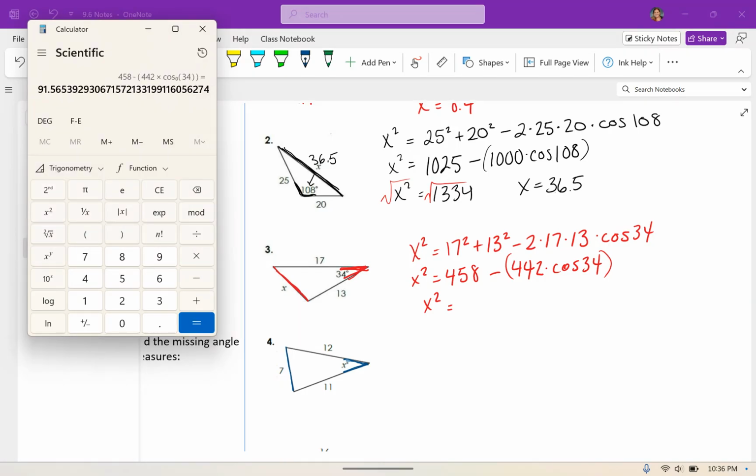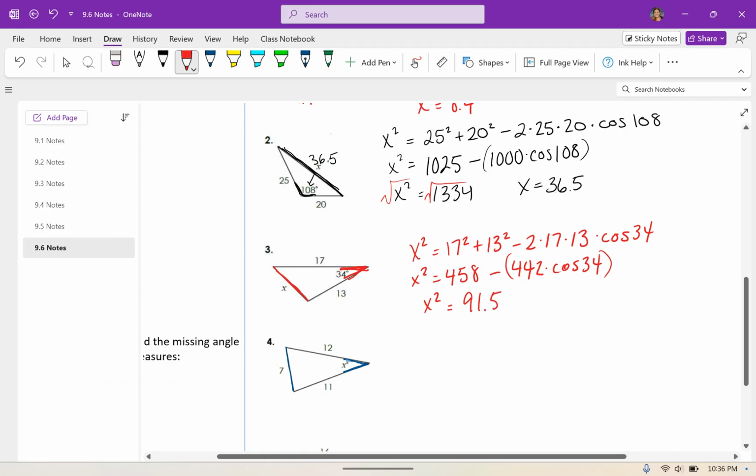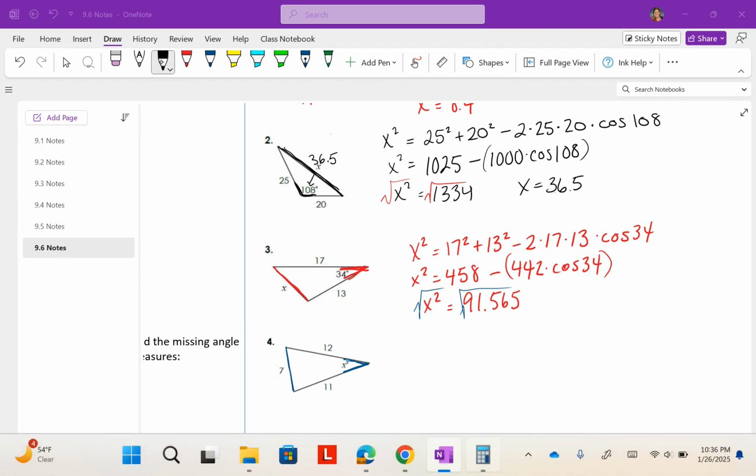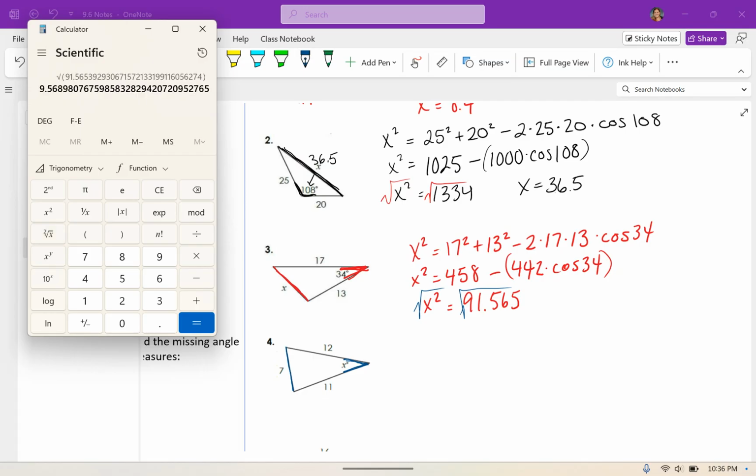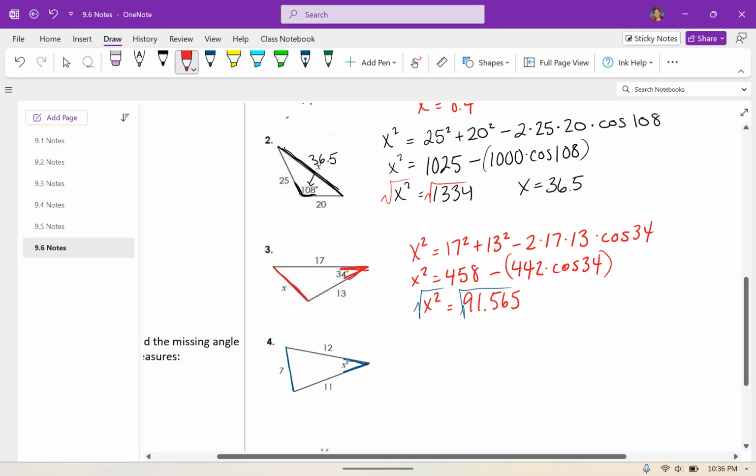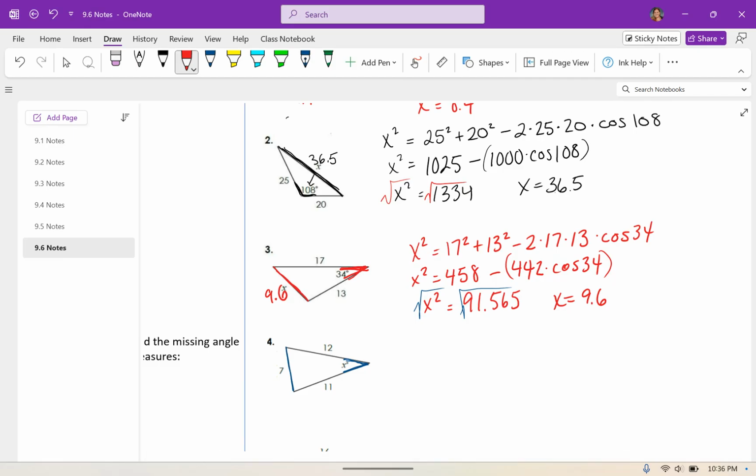So 91.565, and we square root. Okay, so square root of 91 is about 9.6. Okay, so x equals 9.6. Go ahead and see if that seems like a reasonable answer, and I think it does.